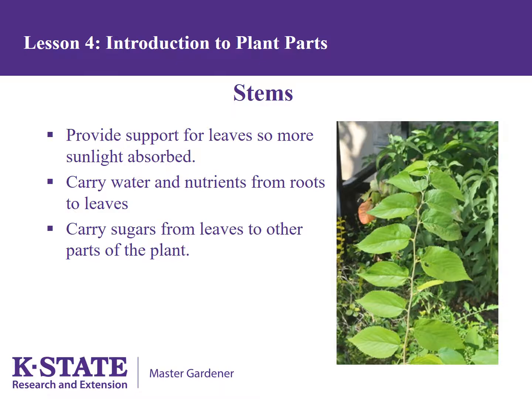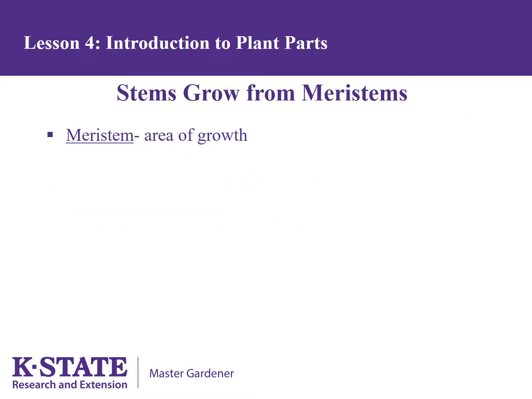Stems have a number of functions in a plant. They provide support for leaves so they can maximize sunlight absorption. They also carry water and nutrients from the roots to the leaves and carry sugar made in leaves to other parts of the plant. Stems grow from meristems. Meristems are areas of growth.